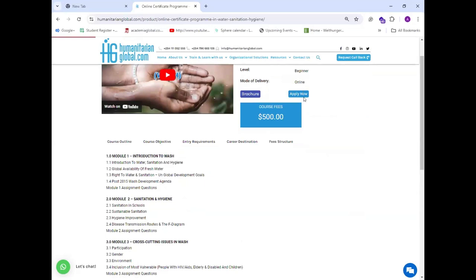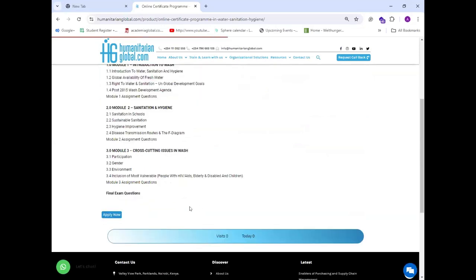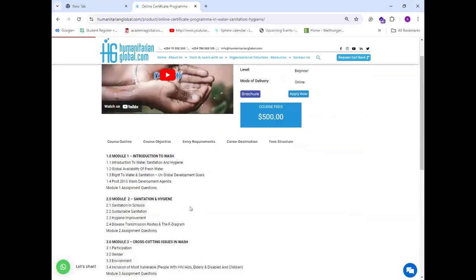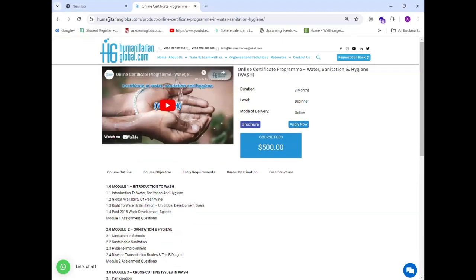The procedure to apply is pretty easy and simple. You can click on apply now, and then you're going to have a form, and then you can proceed and register for that course. This is a purely self-paced course where you're going to be learning through our e-learning platform. And this is being guided by our trainers, our team from the academic team, so that we can continuously support you through the learning period.